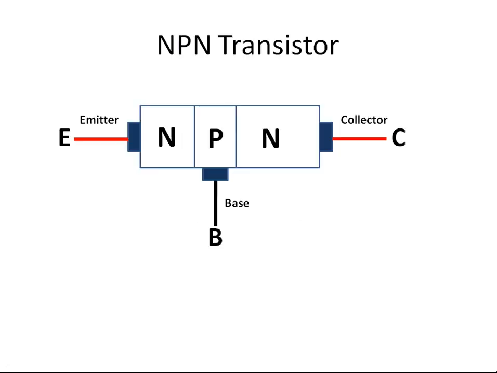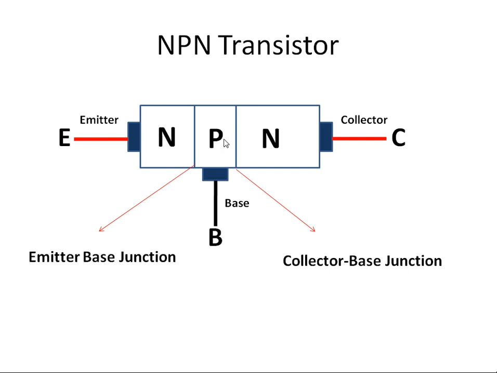And there are two junctions in the transistor. Here the N and P layers are joined together, or emitter and base are joined together. This junction is known as the emitter base junction. Junction means meeting point. This N layer and P layer meet here, so this is the emitter base junction. Here the base and collector regions or layers meet. This is the collector base junction.